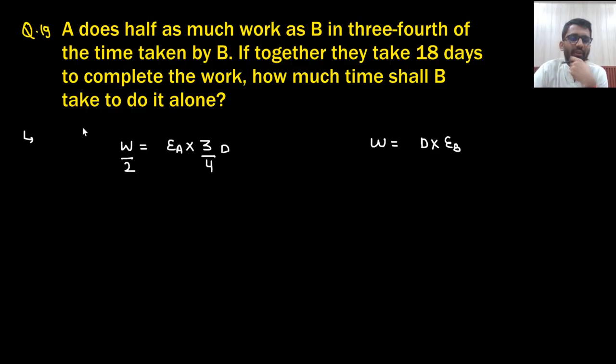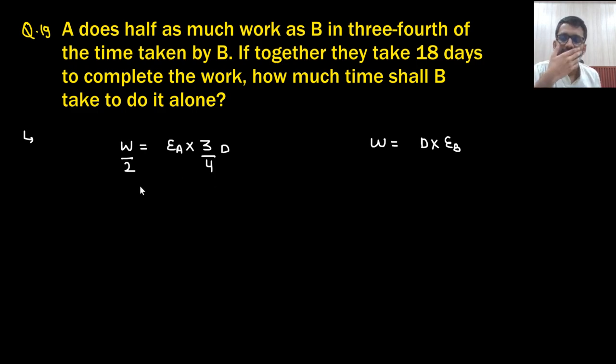Did you understand this line? A does half of the work as B in 3/4 of the time taken by B. So B, in completing the whole task, takes D days, but in completing half the task, A takes 3/4 D days. This is the meaning of this line.